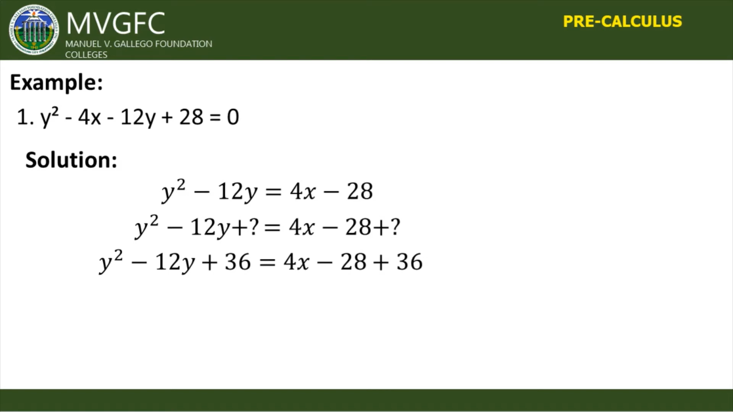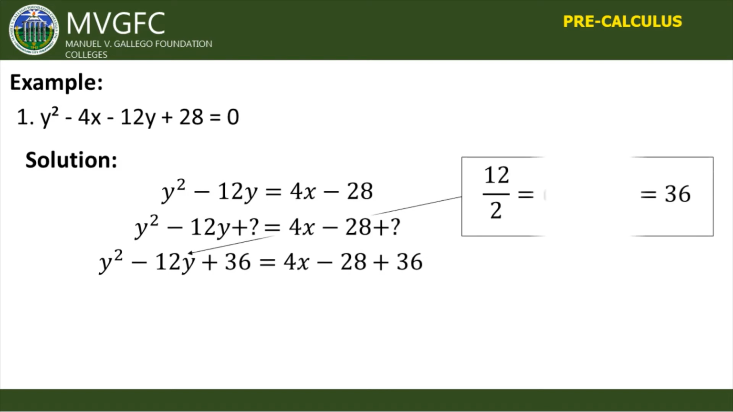So simply look at the middle term. Our middle term is negative 12y and the constant there is 12. So simply, just like what I taught you last time, divide 12 by 2 and that is 6, and you need to find the square of 6, which is 36. So you need to add 36 on both sides of the equation.